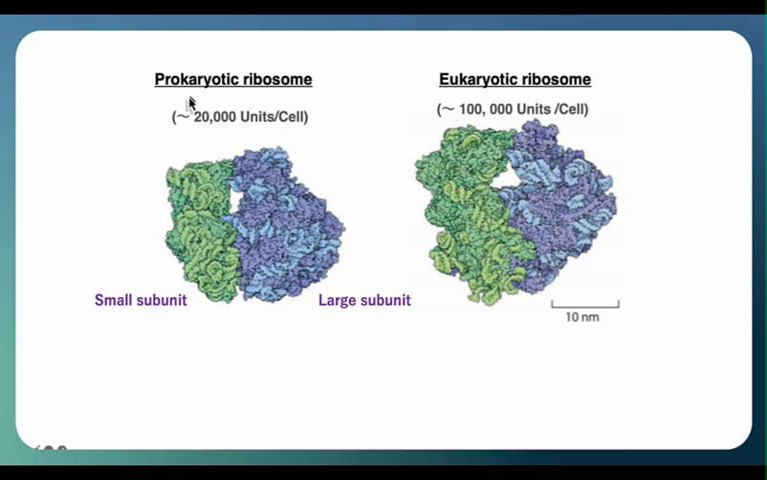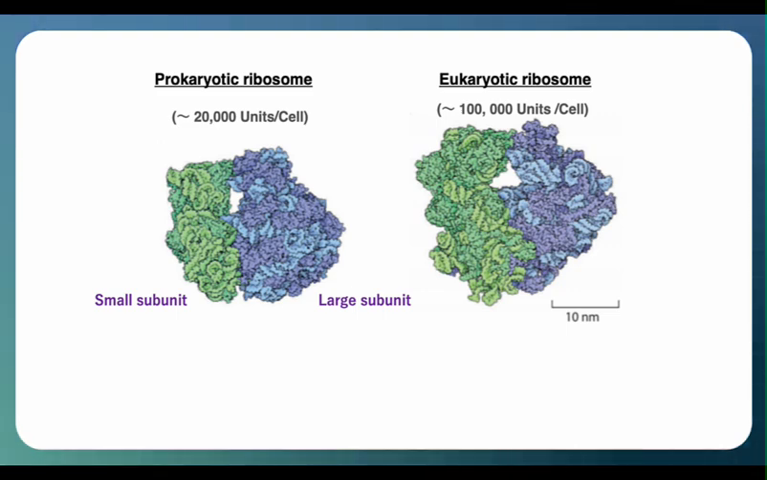Let's take a look at the appearance of ribosomes. On the left is the appearance of a bacterial ribosome. Bacteria have around 20,000 of these ribosomes per cell. On the right is the appearance of a eukaryotic ribosome. Eukaryotes have around 100,000 ribosomes per cell. The green part is the small subunit, and the blue part is the large subunit. Compared to eukaryotic ribosomes, bacterial ribosomes have fewer constituent proteins and shorter ribosomal RNAs, and therefore they are smaller in overall size.